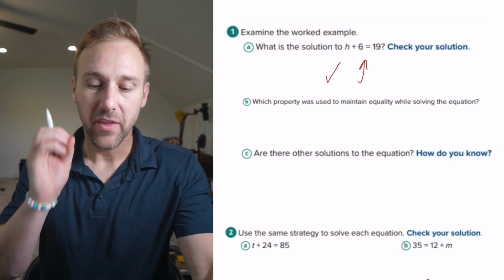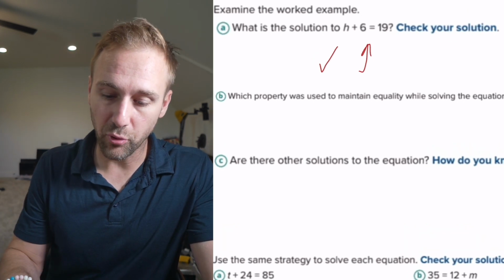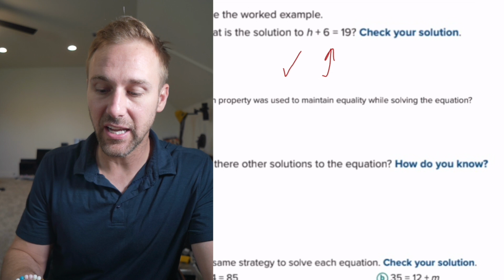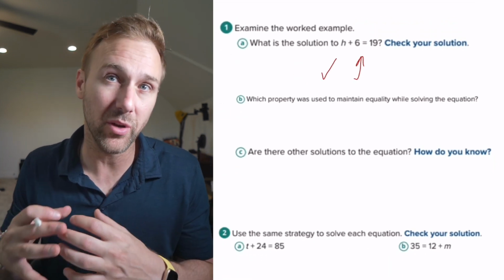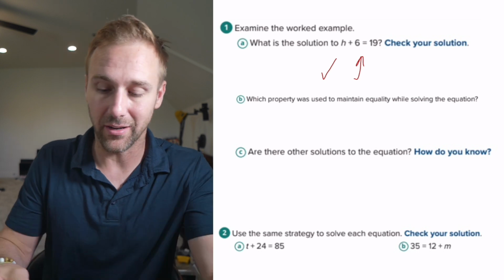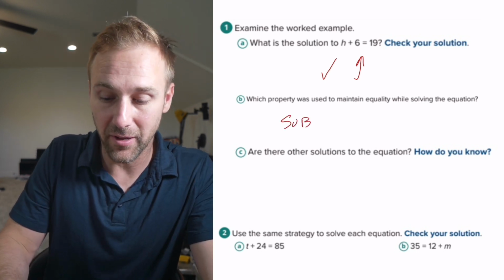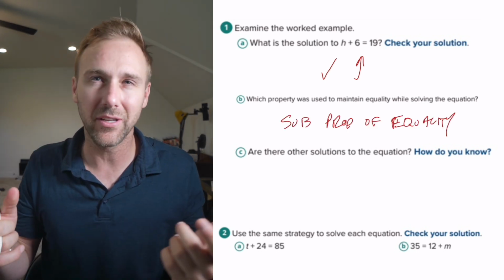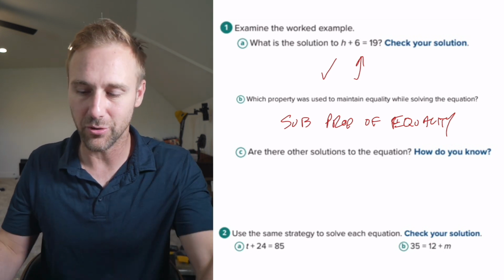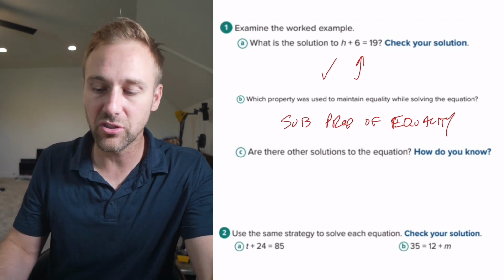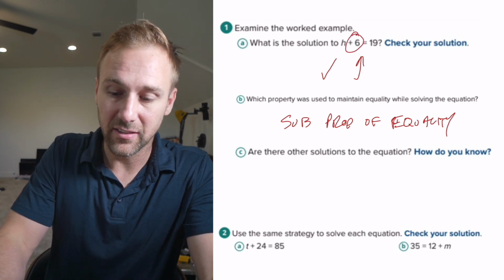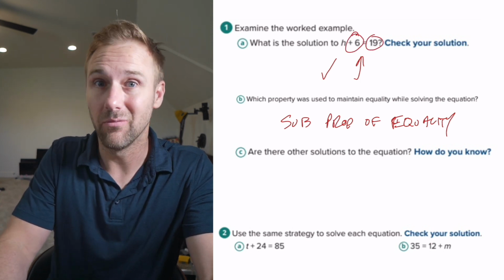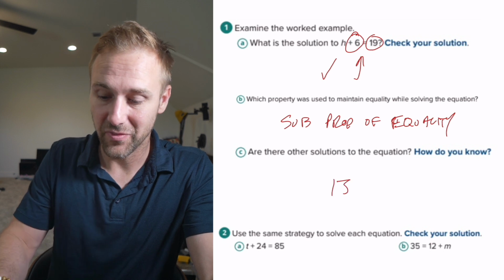Look above. On B, it says, which property was used to maintain equality while solving the equation? It is asking what mathematical property we used that justifies what we did. We did the subtraction property. Most of the time, to label properties, just talk about what's happening. That's going to get you through it. And then, are there any other solutions to the equation? Is there anything else you can add to 6 to equal 19? No, 13 is it.